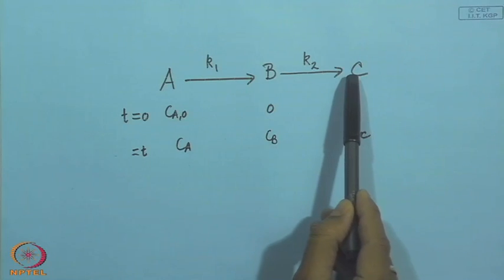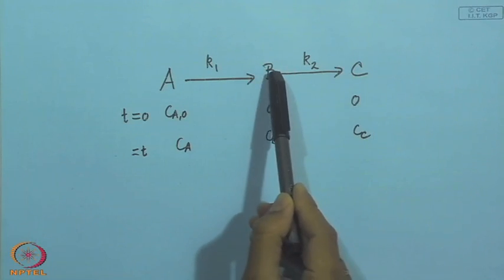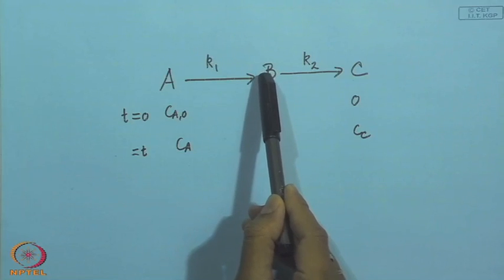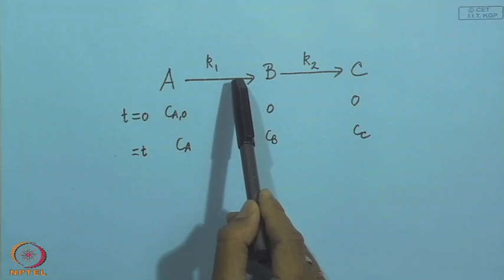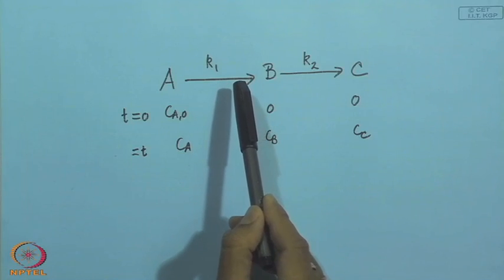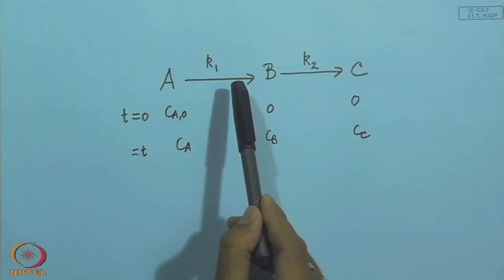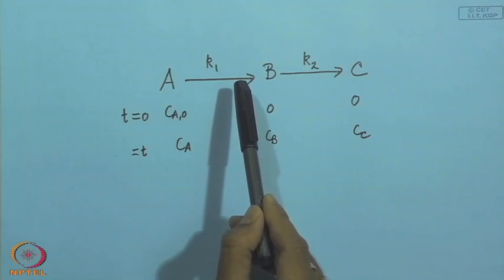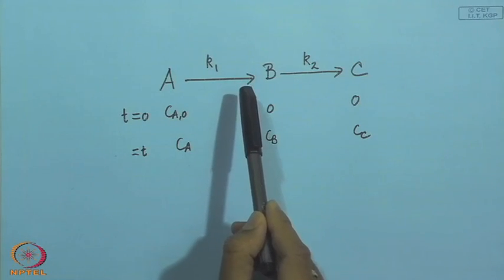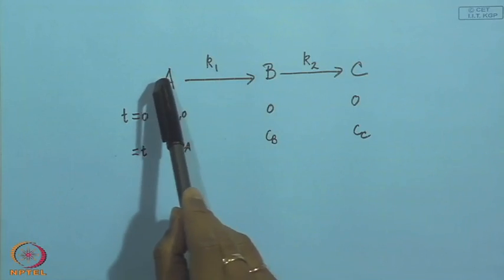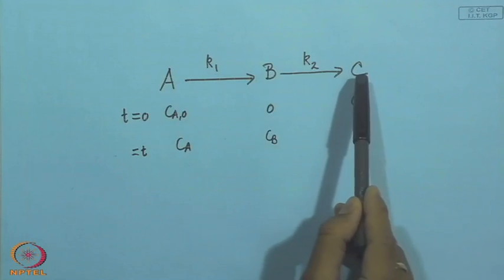And in this case, we must remember one point, that maybe there is a possibility of B going back to A, but those possibilities are neglected, because that may happen with such a low rate that we cannot consider it. There is no point in considering such a low rate. So, that is why this reaction is primarily A to B to C.